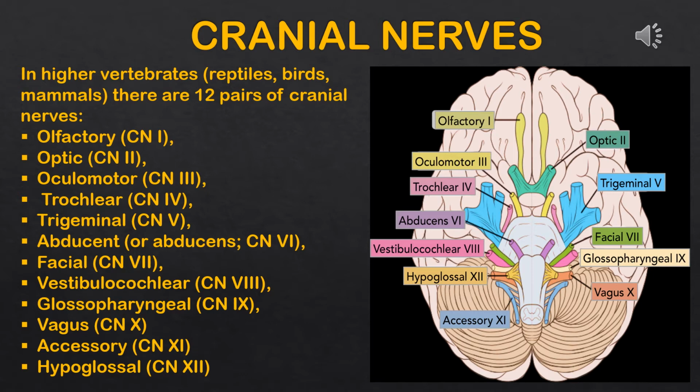Now see the diagram. Olfactory, oculomotor, trochlear, abducens, vestibulocochlear, hypoglossal, accessory, glossopharyngeal, vagus, facial, trigeminal, and optic. Okay. Hope you have understood.